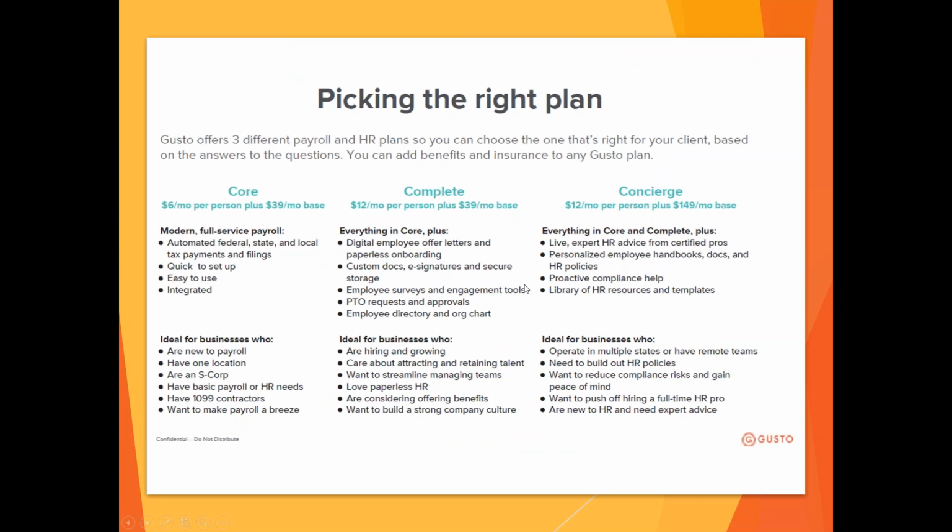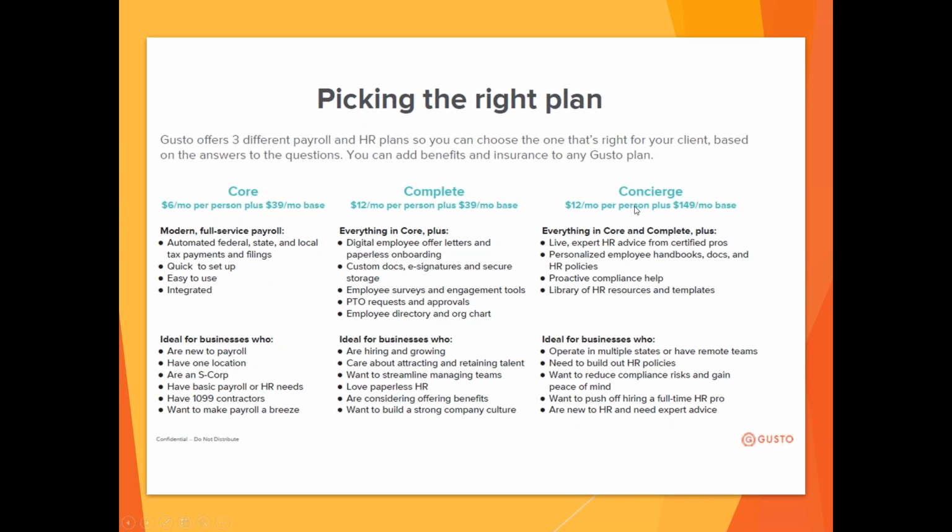So picking the right plan, I guess I did have this. I thought I didn't have this one here, but I did. So you have the core, which is $6 a month per employee, plus the $39 a month. And that's really going to be basically your payroll and set up and everything, integrated with your QuickBooks or what have you. With the complete, you're going to get things like your paid time off requests and approvals and things, and that is $12 per month per employee plus the $39 base, right?